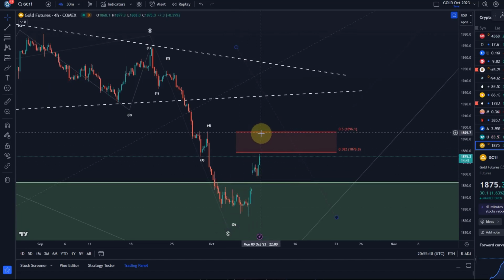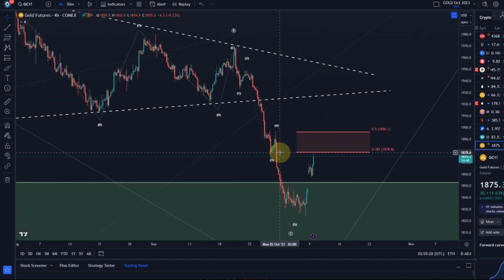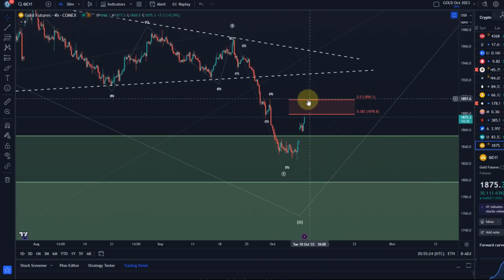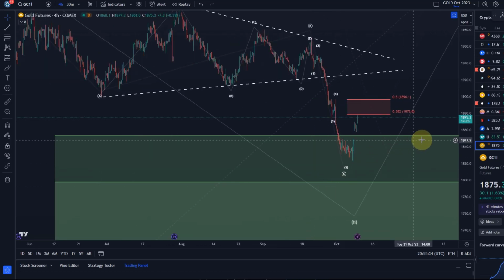It's too early to say, but we could still extend lower here more directly from this region. So if we see any reaction now between 1879 and 1896, then this could still extend down lower.